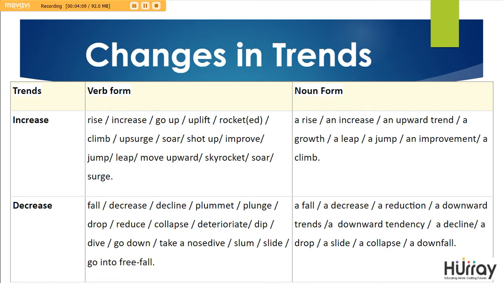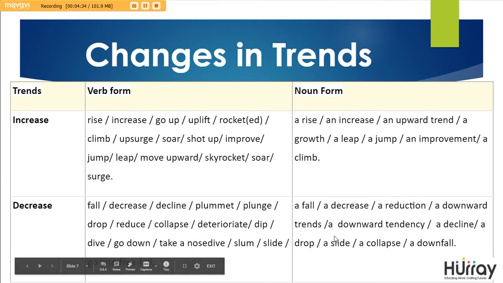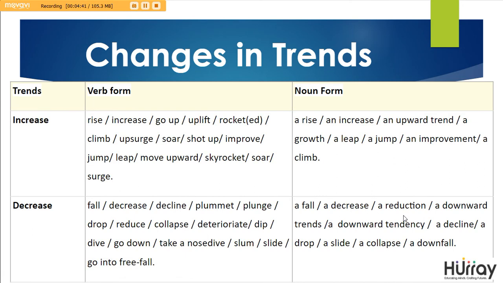Now, when you're describing changes in trends, it's best to use appropriate graphical jargon. Suppose you have an increasing trend, then the verb form that could be used is rise, increase, go up, uplift, whereas the noun form could be a rise, an increase, an upward trend, etc. If you're showing a decrease, you could use the words fall, decrease, decline, plummet, plunge. However, if you're using it in the noun form, make sure you use your articles correctly, like a fall, or the graph depicted a decrease in, a reduction in, a downward trend or downward tendency, etc.